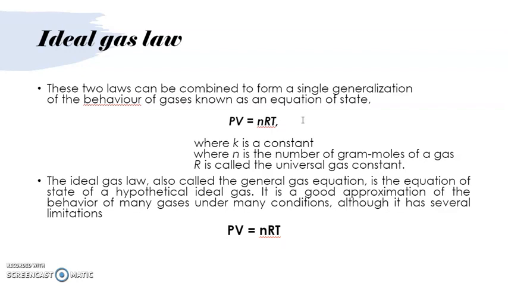These laws can be combined to form a generalization of the behavior of gases, also referred to as the equation of state. PV is equal to nRT, the ideal gas law. It's also called the general gas equation or the equation of state of a hypothetical ideal gas. It is a good approximation of the behavior of many gases under a certain set of conditions, although it has several limitations. So please do remember this ideal gas equation, PV is equal to nRT.